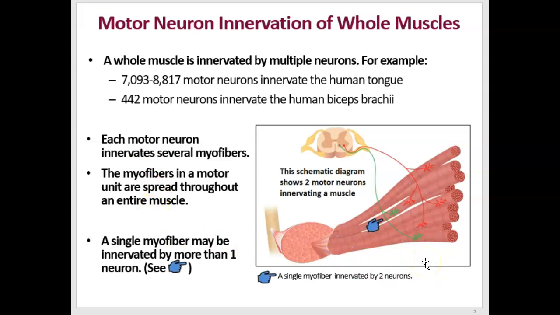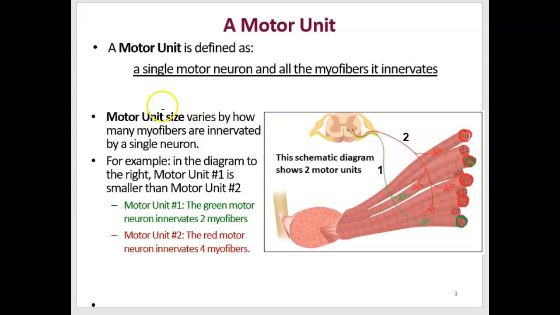Notice in the picture to the right, we have two motor neurons innervating this particular muscle. Obviously there's more. This is just a schematic diagram. There is one muscle cell, one myofiber, that's actually innervated by both motor neurons. So a nerve impulse traveling along either axon will stimulate that particular cell. As I mentioned, a motor unit is defined as a single motor neuron and all the myofibers it innervates.